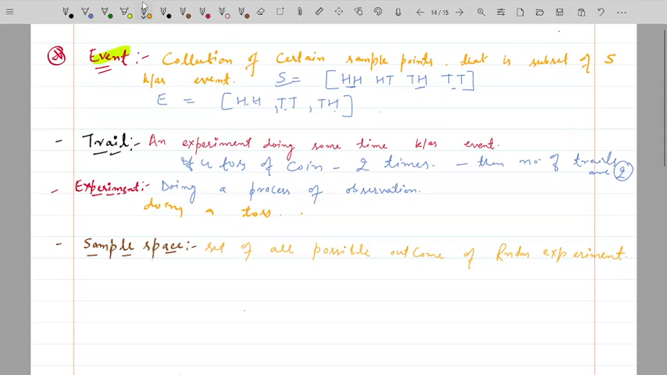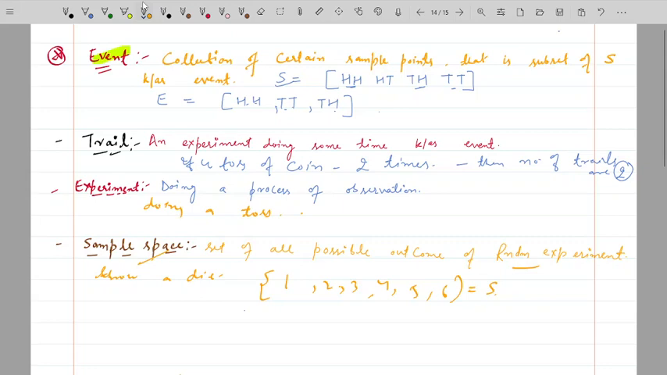Next, what is sample space? Sample space is the set of all the possible outcomes of a random experiment. If you have a random experiment, and suppose you throw a die, the possible outcomes are 1, 2, 3, 4, 5 and 6, a total of 6 possible outcomes in the sample space, which is equal to S.